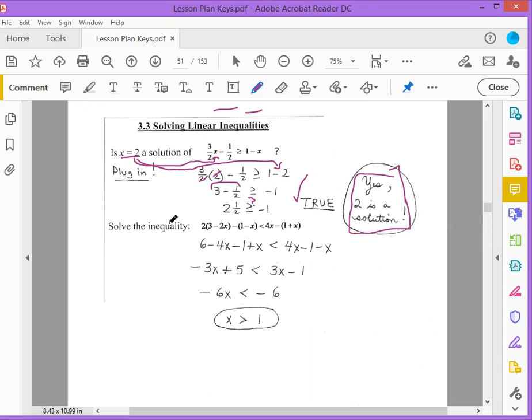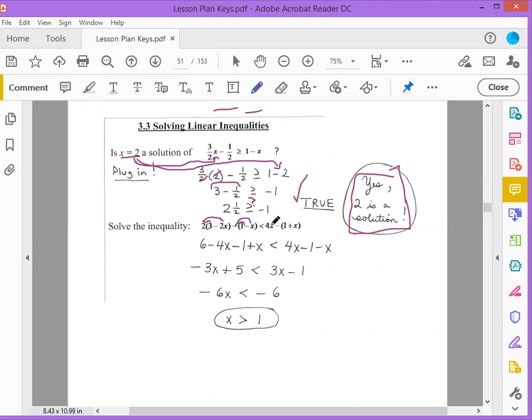Next, we're solving this inequality. 2 times 3 minus 2x in parentheses. We got to distribute this 2 here. 2 times 3 gives us 6. 2 times minus 2x gives us negative 4x. Minus, we're going to distribute this minus sign as well. Minus times 1 gives us negative 1. And that minus sign times negative x, so that's a negative times a negative, gives us positive x.